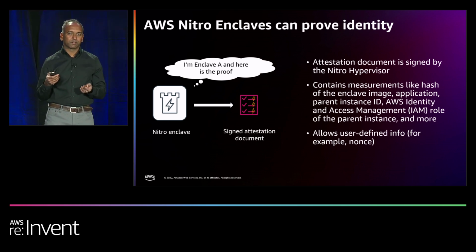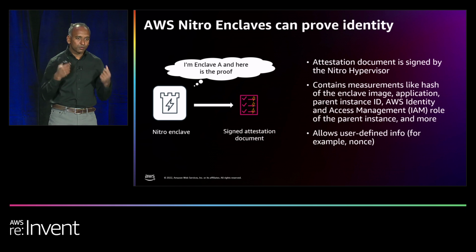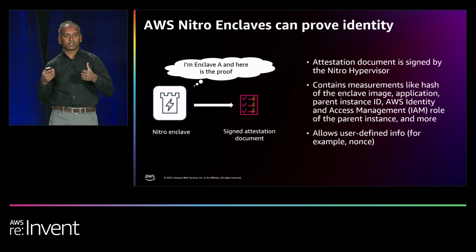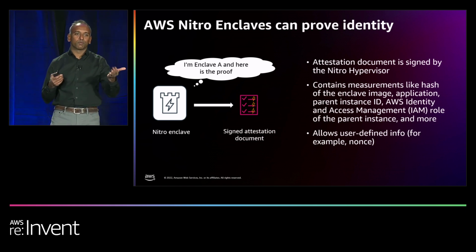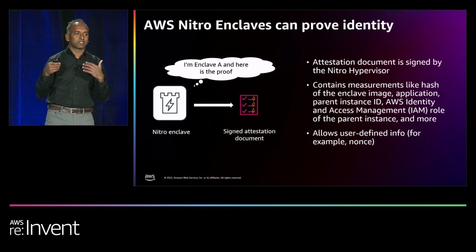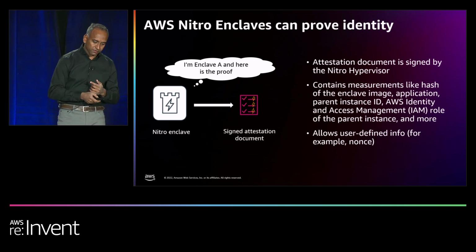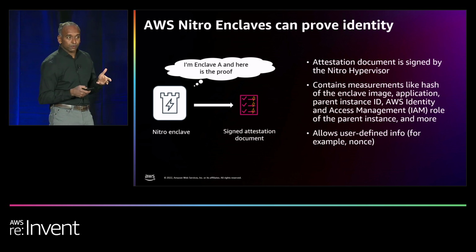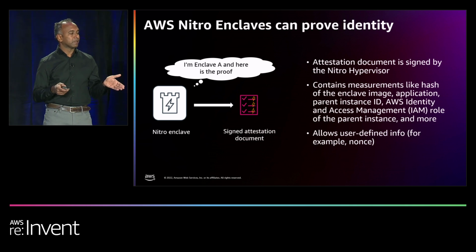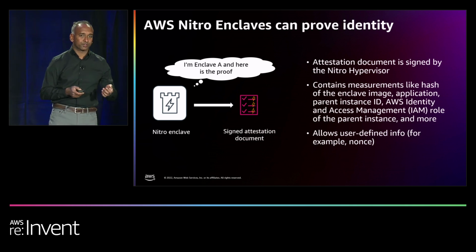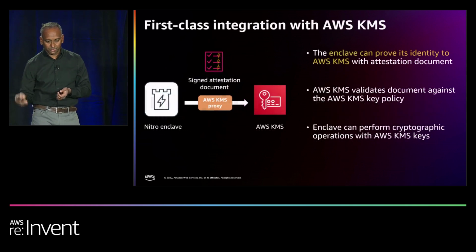So the enclave, when asked, can produce that attestation document to prove its identity and use that to get secrets from external services, from which it's going to be able to process this sensitive data that's just been dropped into the enclave. The enclaves also allow user-defined info like a nonce if you want to avoid replay attacks. Those can also be added to the attestation document and produced for purposes of attestation.